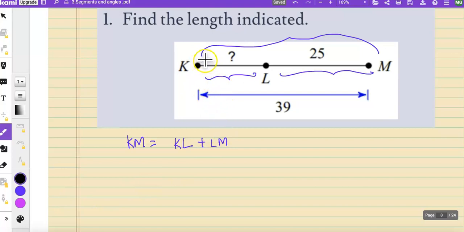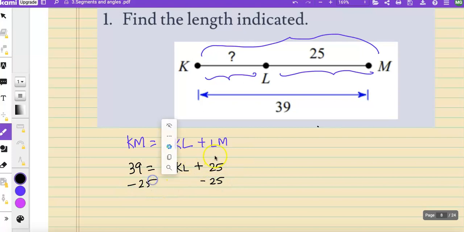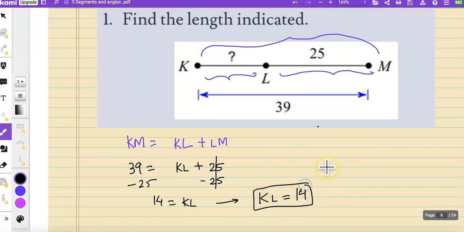What is KM? If you see this KM over here, this is 39. So I'll write KM as 39. What is the value of KL? We don't know, that's a question mark, so just keep it as KL. What about LM? That's 25 over here. Now it's kind of easy. It's a one-step equation. You can subtract this, so I will subtract it over here. Again, I will remind you, use a calculator so you can avoid numerical errors. So what is your KL? KL is 14. So let me write 14 over here, and this is your answer when you solve this problem.